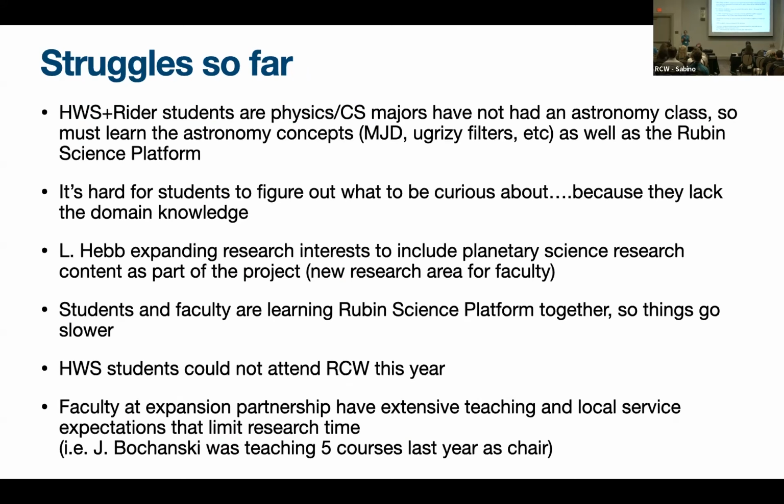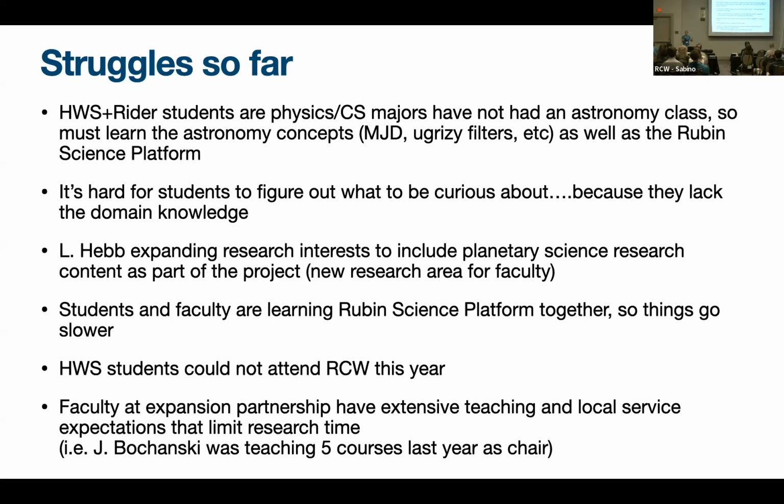my students, and the students at my colleague's institution, just finished their first year of college and haven't had an astronomy class. John's students are CS majors, so they don't know a lot of astronomy concepts. They have to learn concepts like what is modified Julian date and what are these ugrizy filters, as well as how to write in Python and how to use the Rubin Science Platform. That has really been a challenge.